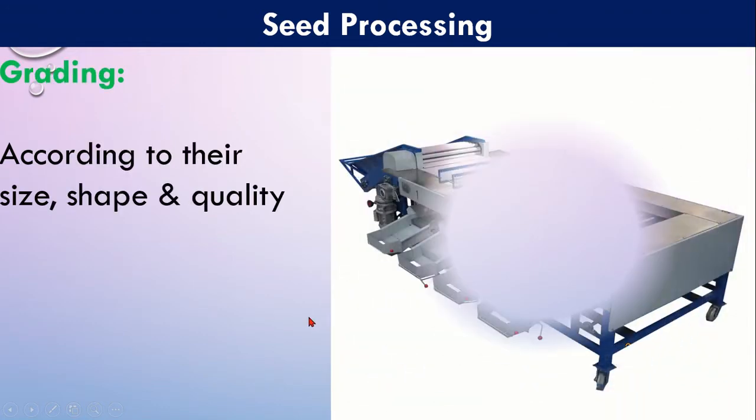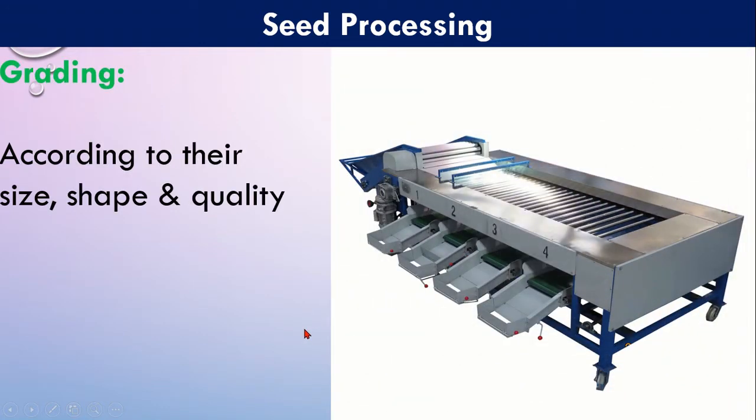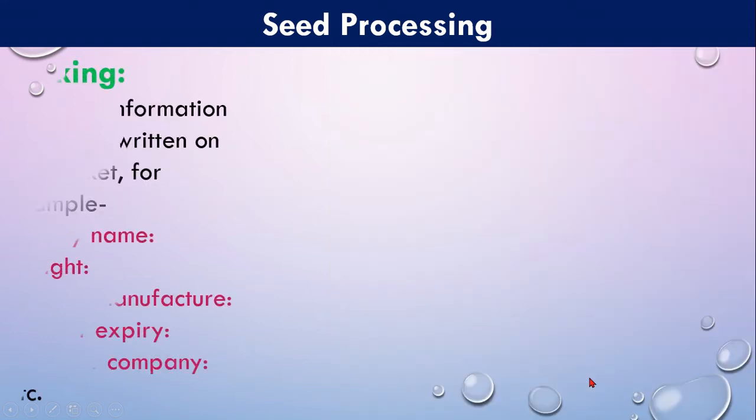Next one is grading according to size, shape and quality. Farmers can do it manually, or now this is the modern machine for cereal crops, or sometimes vegetable crops. You can use this one, but in our country context they use the local method.